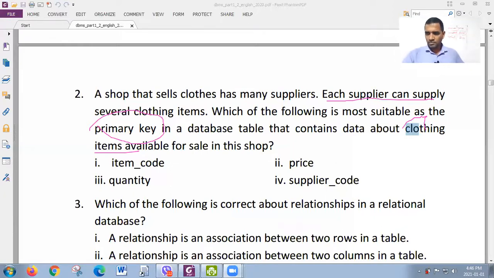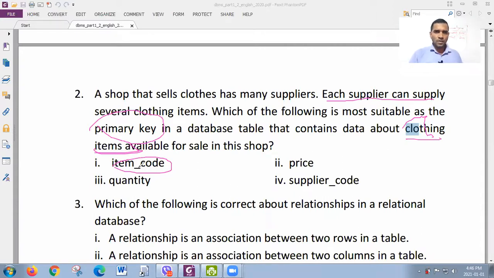Daranga. Item code. Divya? Item code. Gayatri? Item code. Okay, item code. Look here, it's too simple. Yes, you can understand that it's item code because we are talking about the cloth item table. So imagine in a cloth item table, you have clothes. So every cloth is identified by a special, unique number. So that must be an item code.